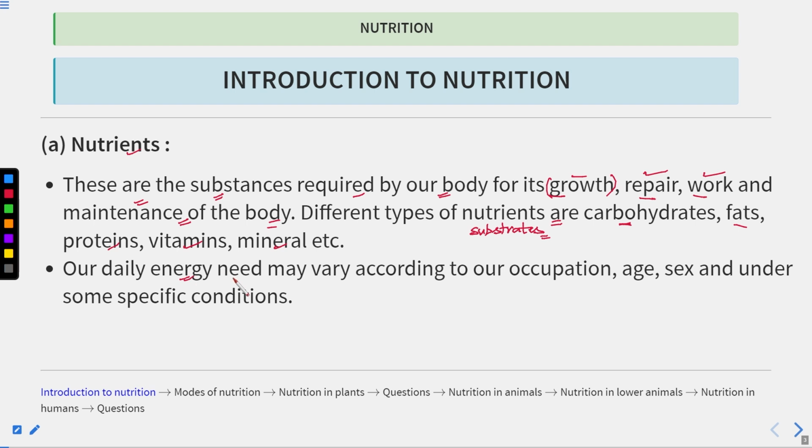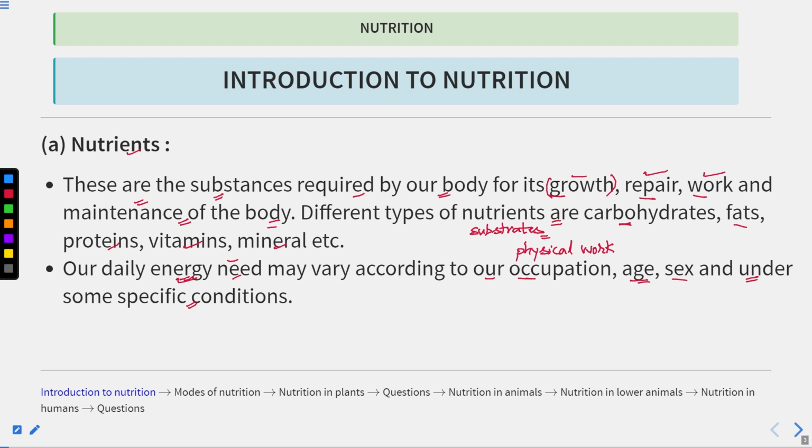Now, our daily energy need may vary according to our occupation, the age of the organism, the sex of the organism, meaning whether the organism is male or female, and under some specific conditions also, the energy demand varies. So according to the occupation, what does this mean? If a human being or a living organism is doing an occupation that requires a lot of physical work or labor work, then the energy demand or the energy need will be very high.